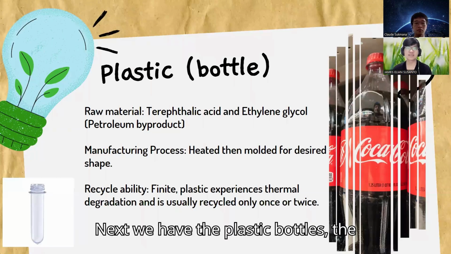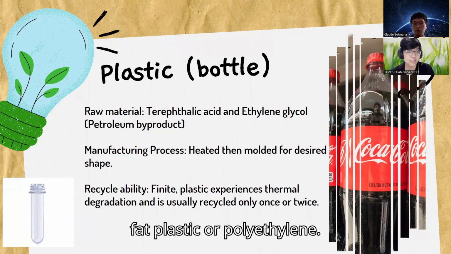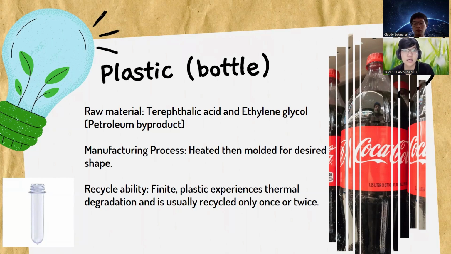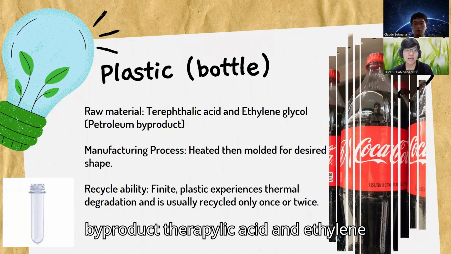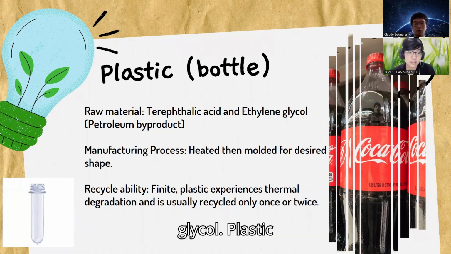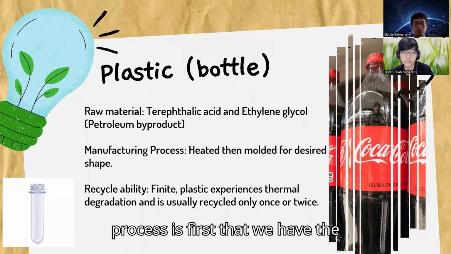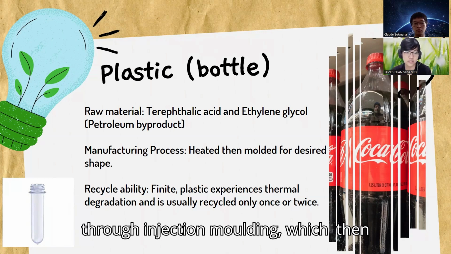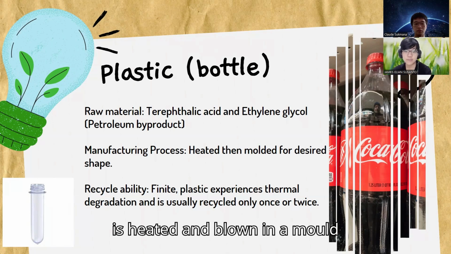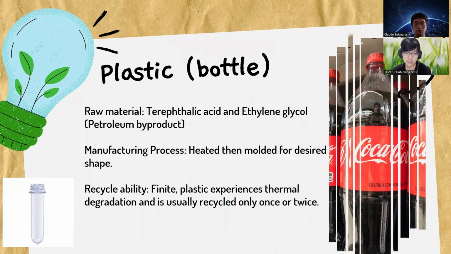Next, we have the plastic bottles. The classic plastic bottles. Plastic bottles are commonly manufactured using PET plastic, or polyethylene terephthalate, which is based on the petroleum byproducts terephthalic acid and ethylene glycol. Plastic bottles are manufactured mainly through injection molding and stretch blow molding. The process is first that the preformed plastic bottle is formed through injection molding, which then is heated and blown in a mold until it expands to the desired shape, or in this case, a bottle.